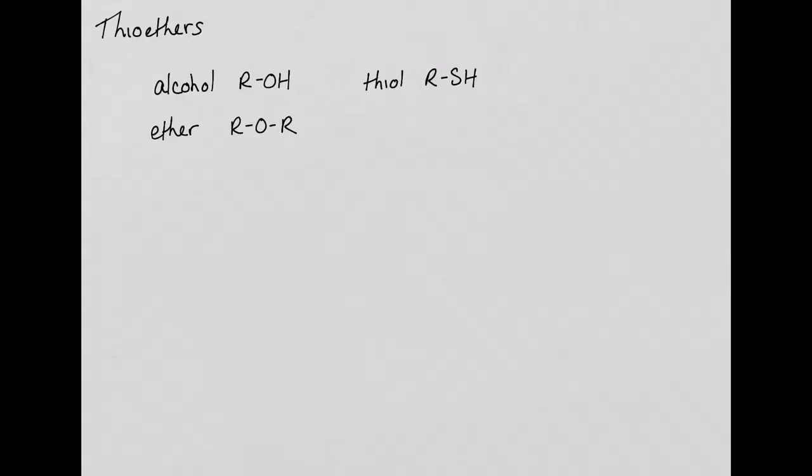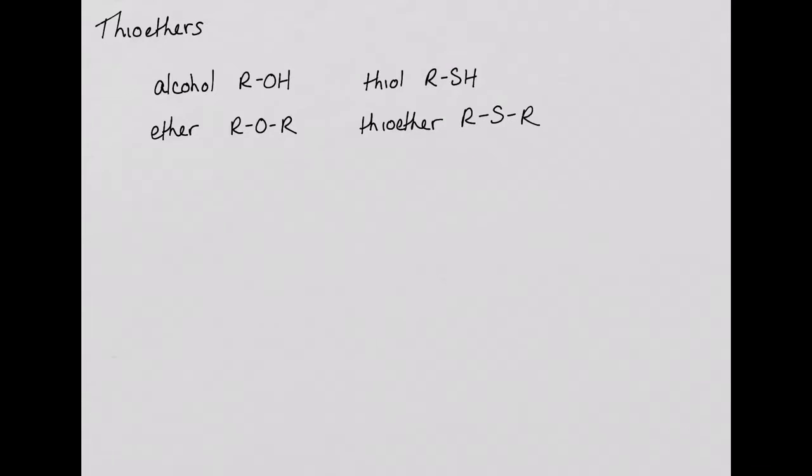This video will cover the synthesis and reactions of thioethers. Thioethers are the sulfur analogs of regular ethers. An alcohol contains one carbon-oxygen bond. An ether contains two carbons bonded to the oxygen. Analogously, a thiol contains an SH group, and a thioether contains two bonds from sulfur to carbon.